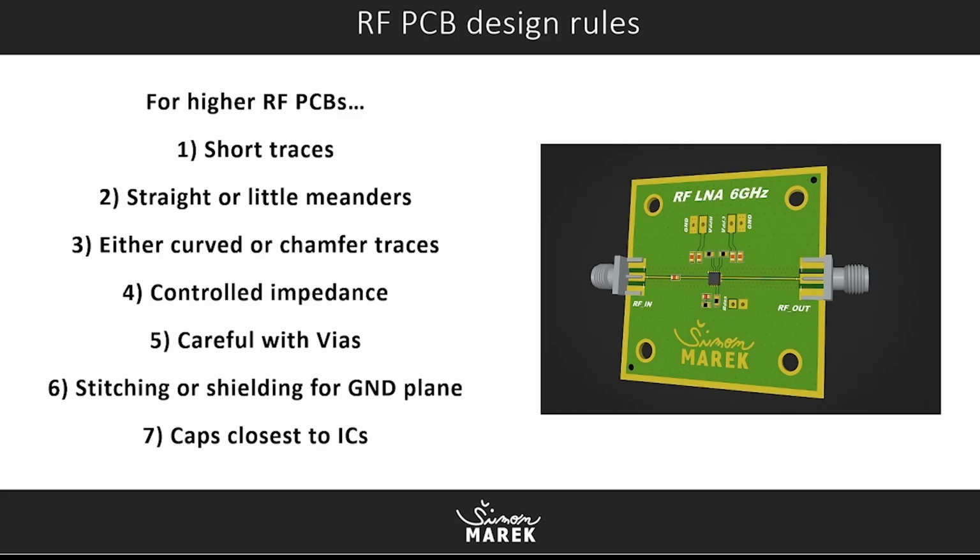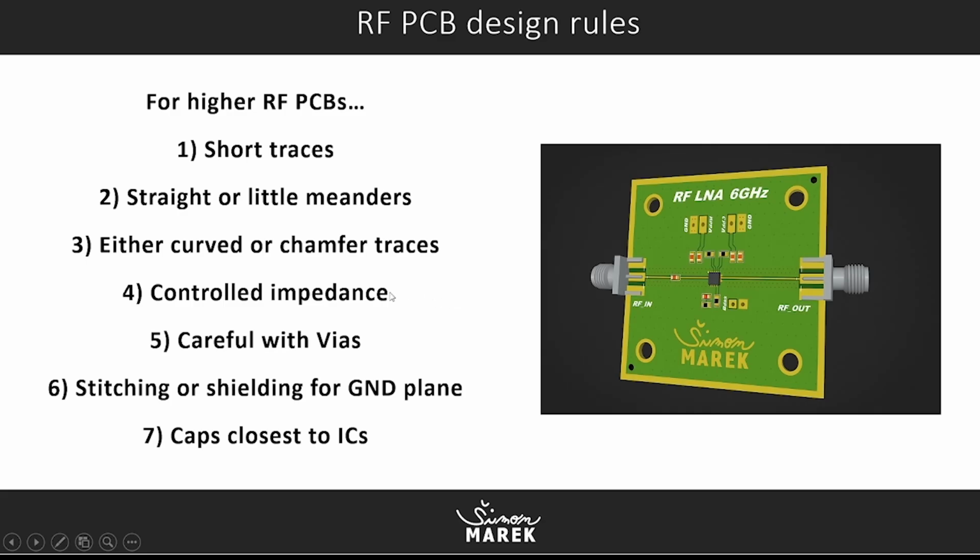So a few rules to follow, or just simply keep in mind: as short traces as possible for your RF circuits, either straight line or as few meanders as possible. So this is very important. If you need to use a meander, it should be either curved or chamfered traces, so you really ensure best performance for your RF circuit.